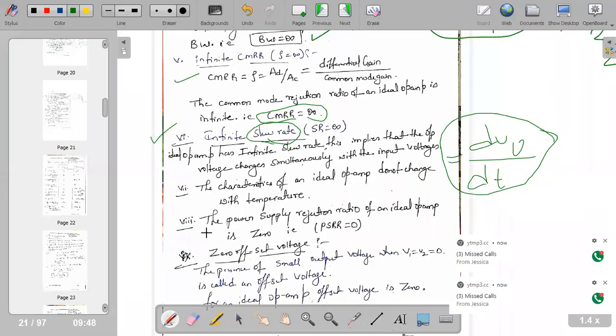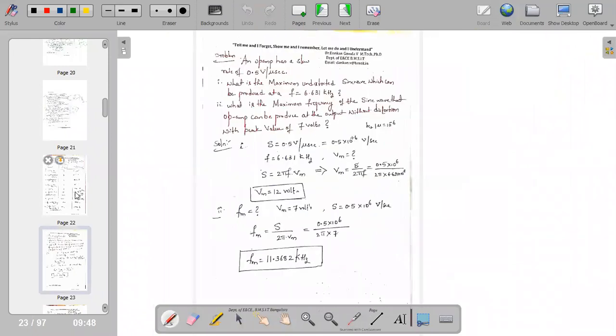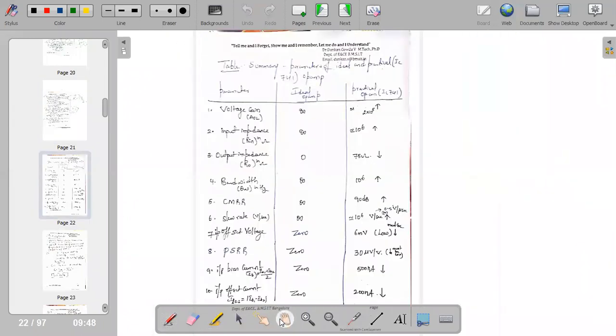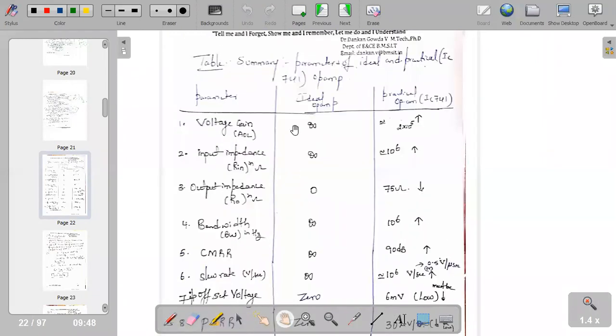After that we have zero offset voltage. Whenever both inputs of the op-amp are connected to zero, ideally the output voltage should also be zero. In the next table, observe here, this is a table for comparison of all the characteristics, both ideal and practical values. You can use these values in the examination for writing the characteristics. This table gives a summary of the parameters of an ideal and practical op-amp IC.